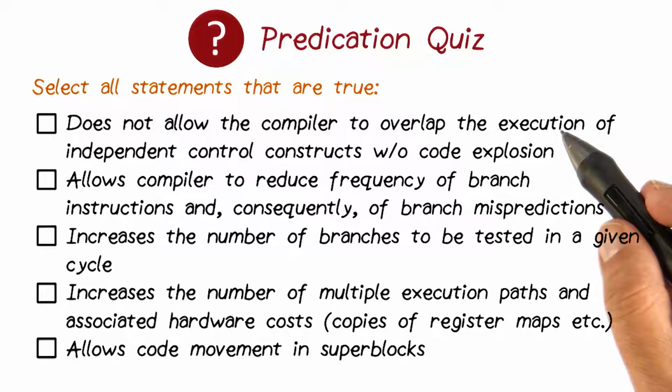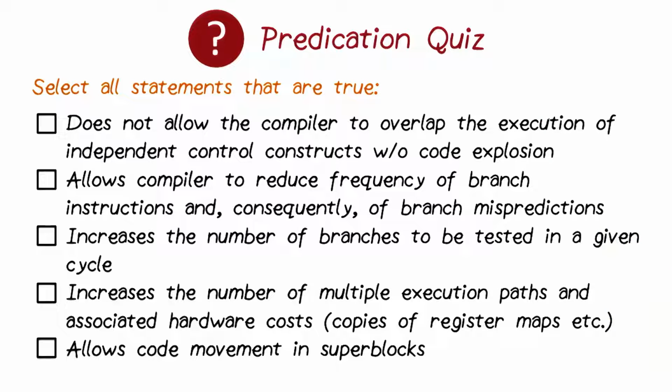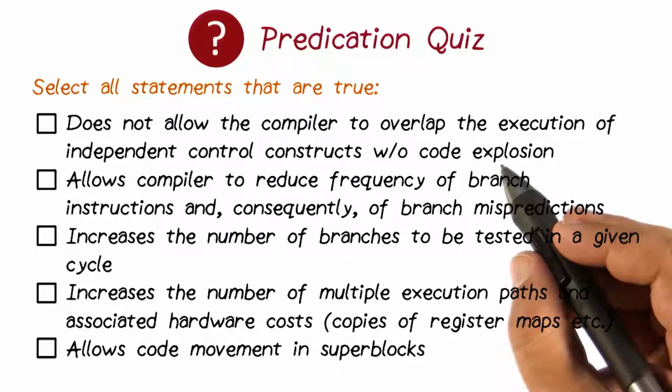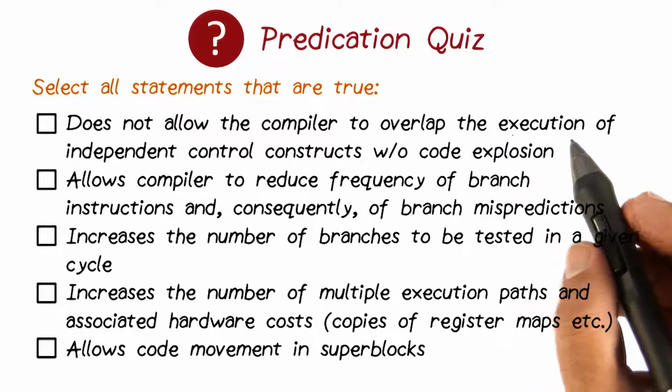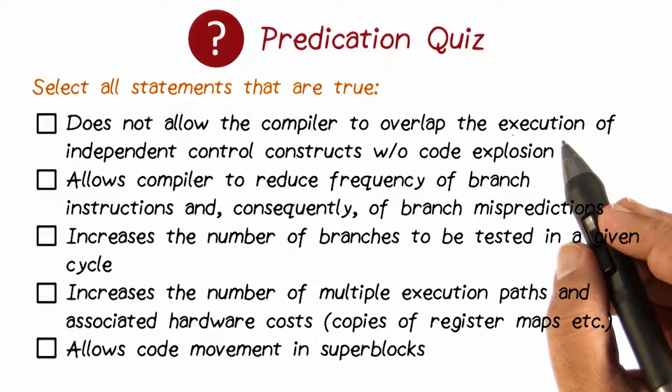Finally, the next statement is, increases the number of multiple execution paths and associated hardware costs, copies of register maps, etc. And finally, the last statement is, allows code movement in superblocks. Please go ahead and mark all the correct statements by putting a check mark against them. Now let's take a look at these answers. The first statement: predication does not allow a compiler to overlap the execution of independent control constructs without code explosions.